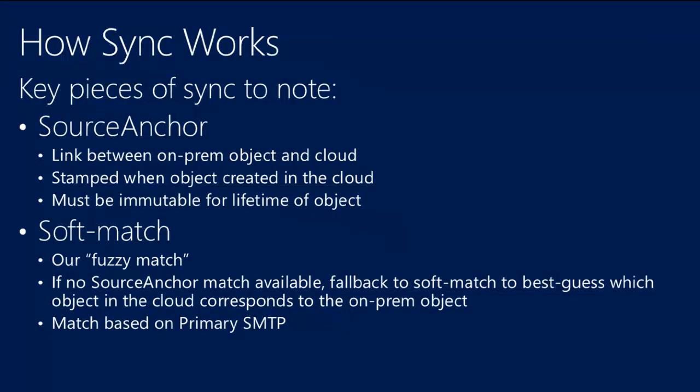And that "already exists" criteria is, do they have the same primary SMTP address? We right now assume that email is kind of the most important thing. You don't want Bill G not getting Bill G's mail, right? You want to make sure the same person exists in both places. And so we check the directory in the cloud and say, does this user already exist? If so, we link them and stamp that source anchor. If there's no match, we create a new object.